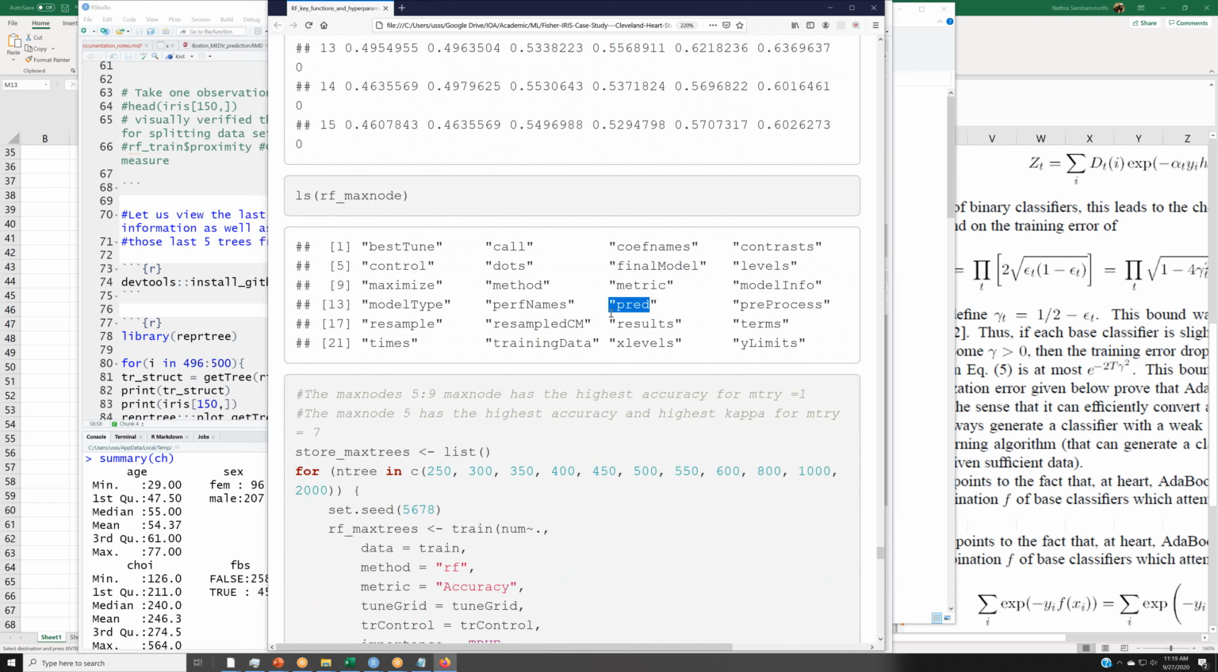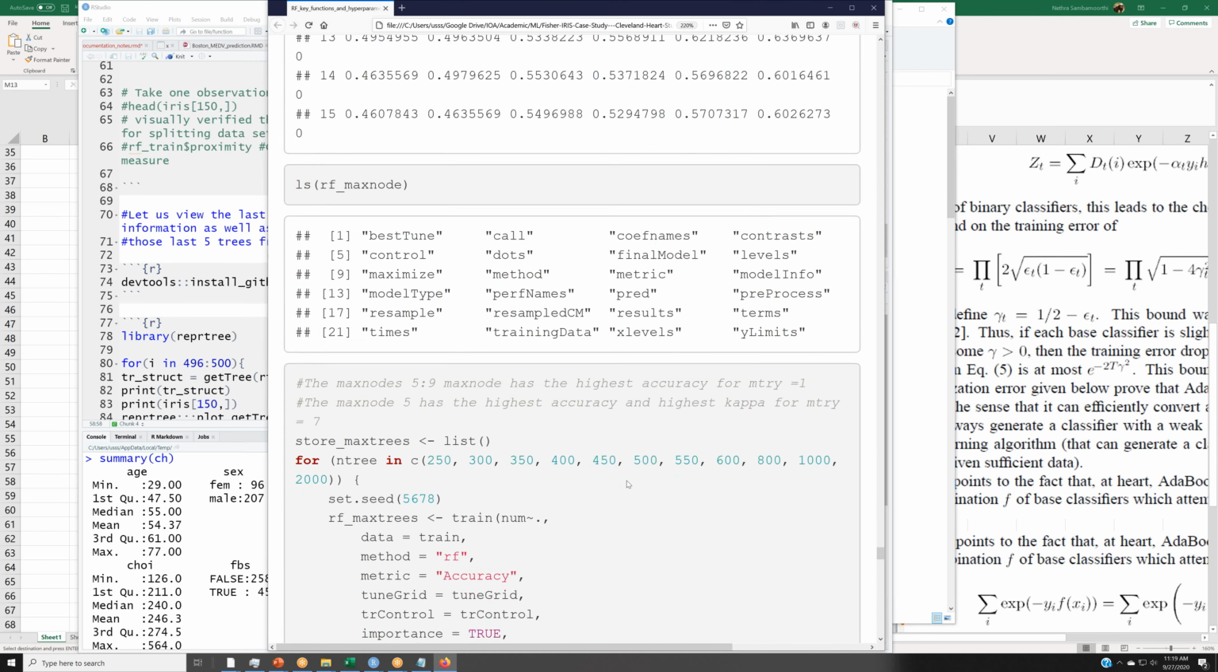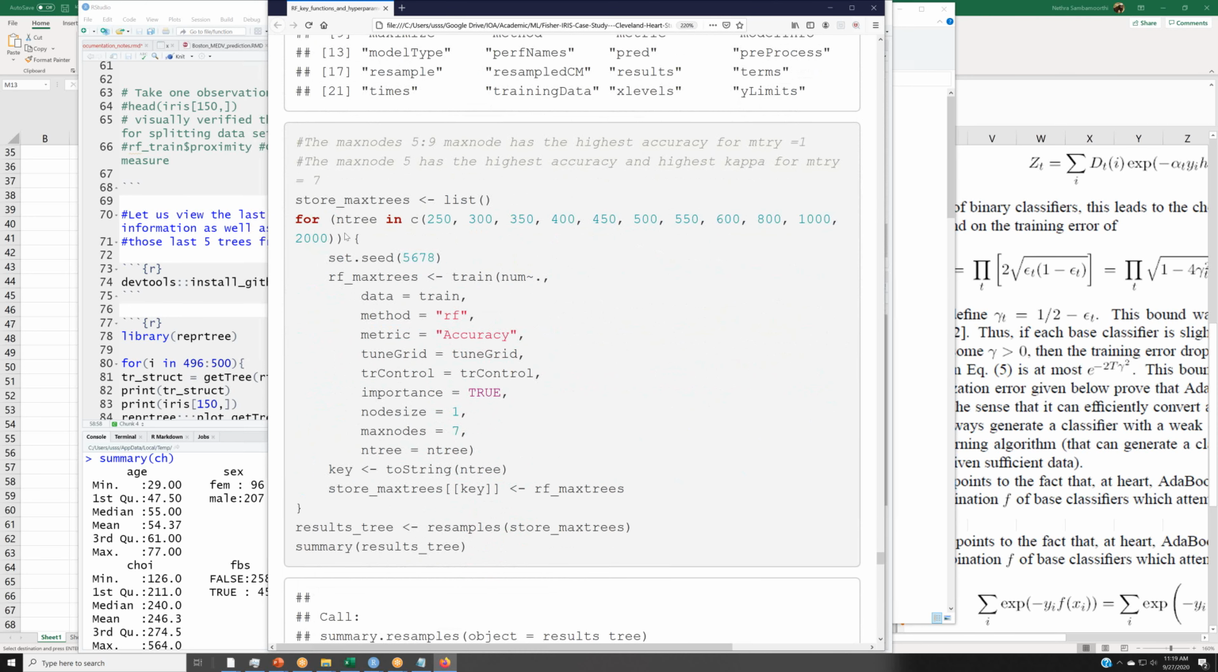Okay. Now there are other properties. You can get the predicted values. You can get the final model. It will print the final model based on those selections we did. You remember that? Max node identification, mtry maximization, max node maximization, all those things. If you do that, then you get the final model.